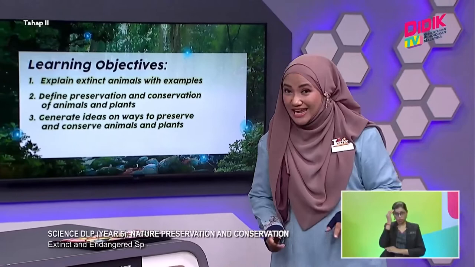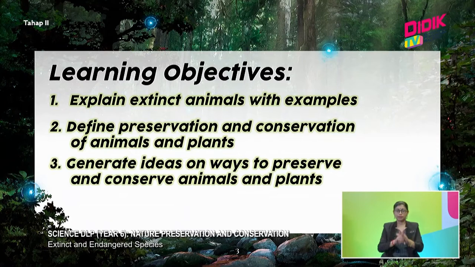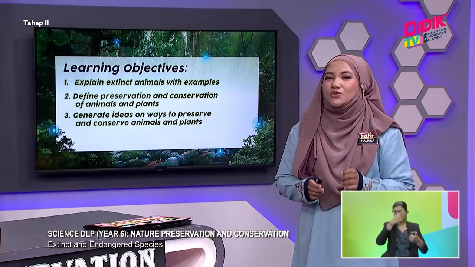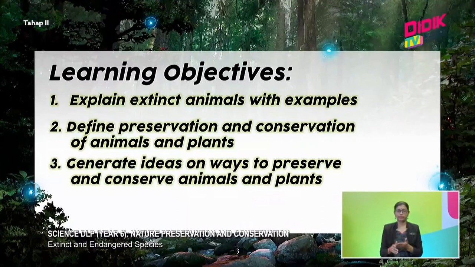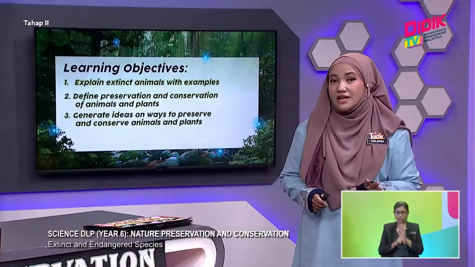The first one is that everyone should be able to explain extinct animals with examples. There are a few extinct animals that you should know by name. You should know how they look and why they became extinct. The second one, you should be able to define preservation and conservation of animals and plants. So you need to know the meaning of preservation and also conservation.